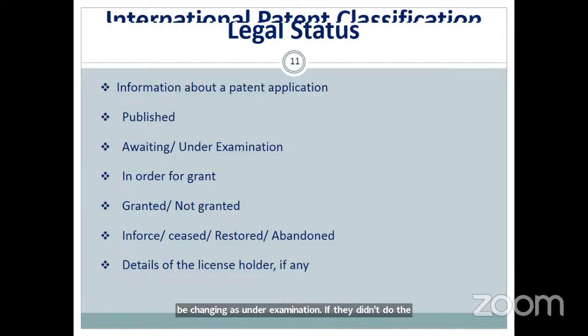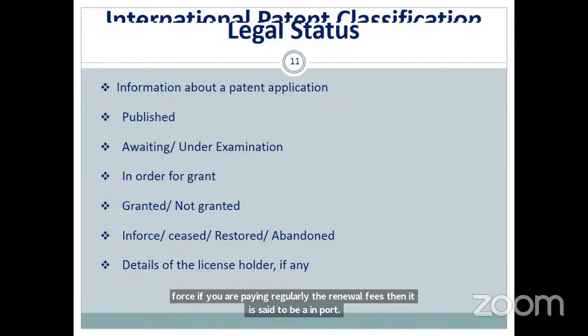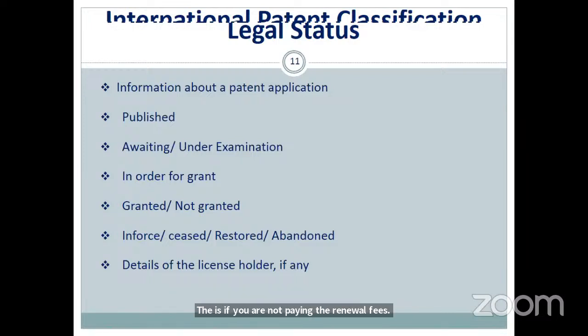Then the status can be either granted or not granted. After grant also, if you are paying the renewal fees every year, then it can be enforced, ceased, restored, or abandoned. Enforced means you are paying the renewal fees regularly. Ceased means if you are not paying the renewal fees, then even after granting, your application can go to a ceased state.